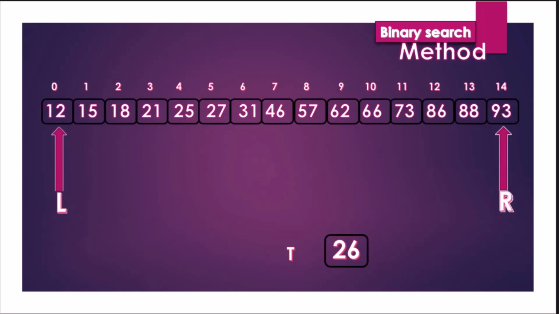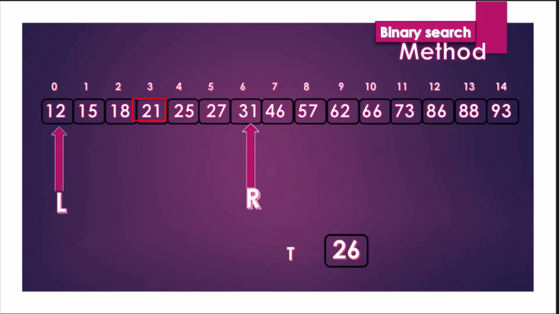The next step would be to check the number that's in the middle of L and R, cell 7. If T is smaller than the middle cell, then the search will be restricted to the first part of the array. So we move our right pointer R over this middle cell to the left. We repeat this procedure to narrow down the search region more and more. We check with the middle cell of L and R.